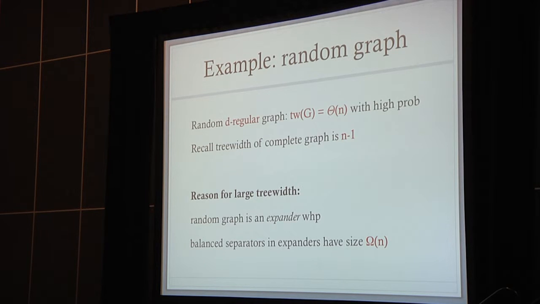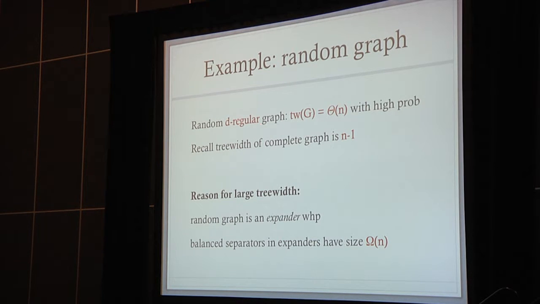Okay, now random graphs. Suppose I take a constant degree random graph. So what is its tree width? It turns out that the constant degree random graph has very high tree width with high probability. So it's actually quite large. And how large? Recall that the tree width of a complete graph is n minus 1.